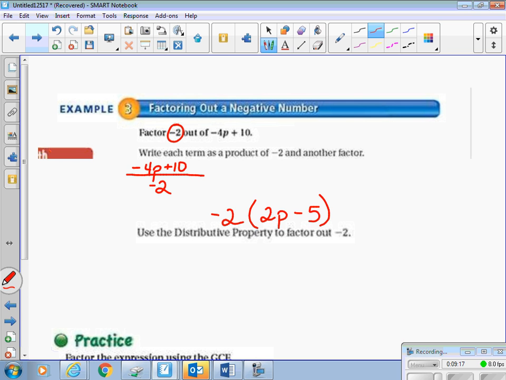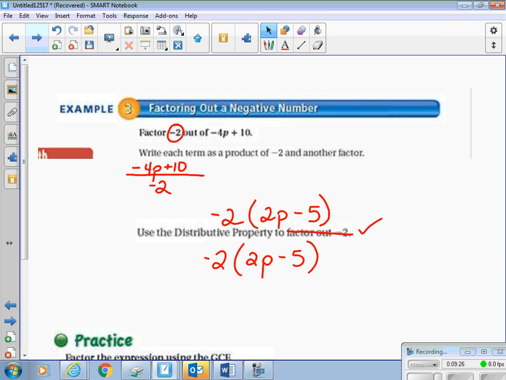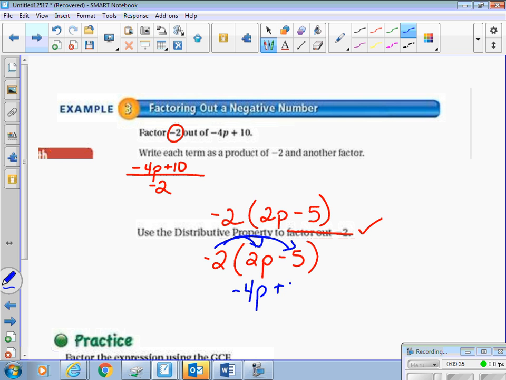I'm going to use the distributive property to check it. Negative 2 times 2p minus 5. We are going to distribute that negative 2 and make sure it takes us back to the original expression. Negative 2 times positive 2p is a negative 4p. Negative 2 times a negative 5 is a positive 10. And we can see that this matches, so we know we are correct. Negative 4p plus 10 was my original one. Therefore, negative 2 times 2p minus 5 would be my two factors.